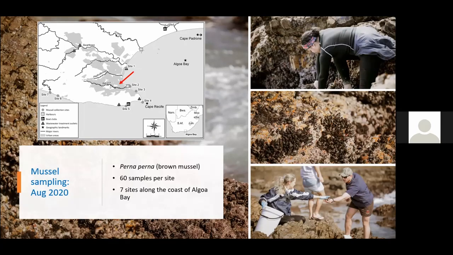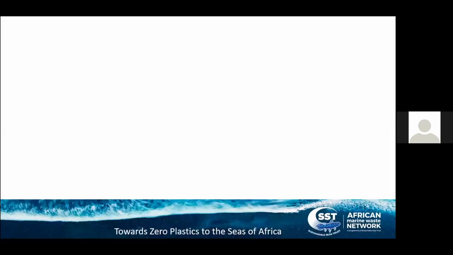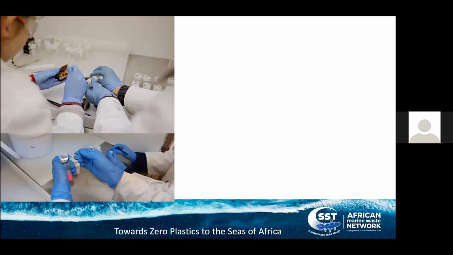Just to note, there's the Swartkops River, so you can see where it enters the bay. The Swartkops River is heavily polluted, not only with plastic, but also from industrial waste and domestic waste as well. So from the field, we took the mussels to the lab. We have to prepare them for a freeze drying process. Freeze drying removes all the moisture from the samples, which allows for long-term storage and limits the contamination of the samples when we need to send them to the labs to be analyzed.